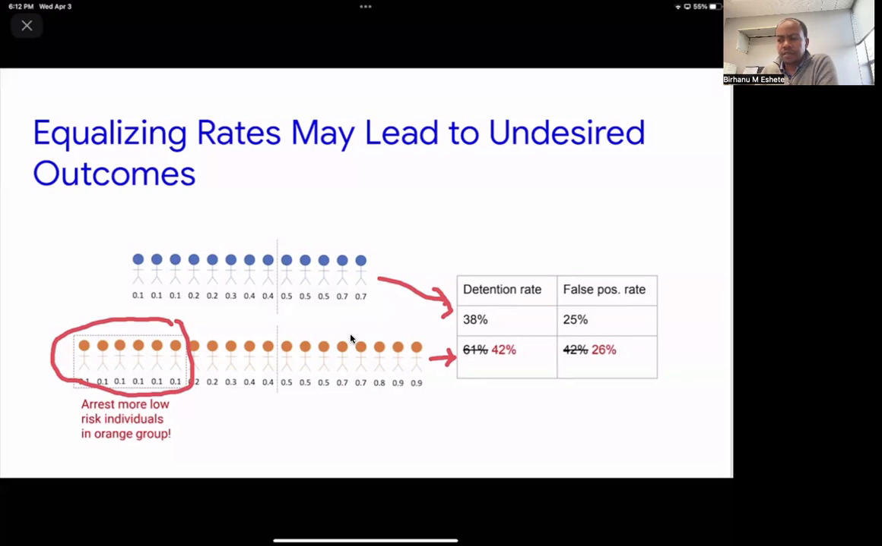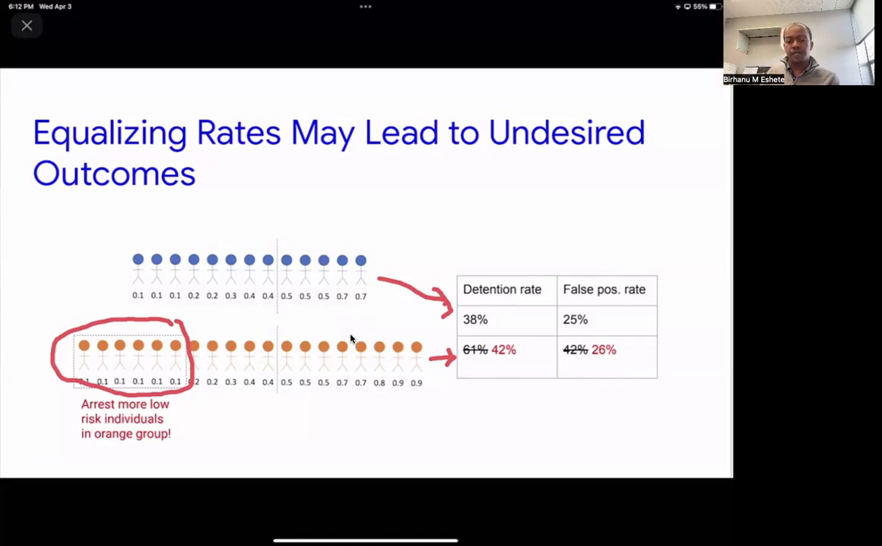That might be good news, but the overall effect of what is going on here is the fact that now we are going to arrest more low-risk individuals in the orange group. So it didn't come for free. It has some indirect, unintended or undesired consequences, right?